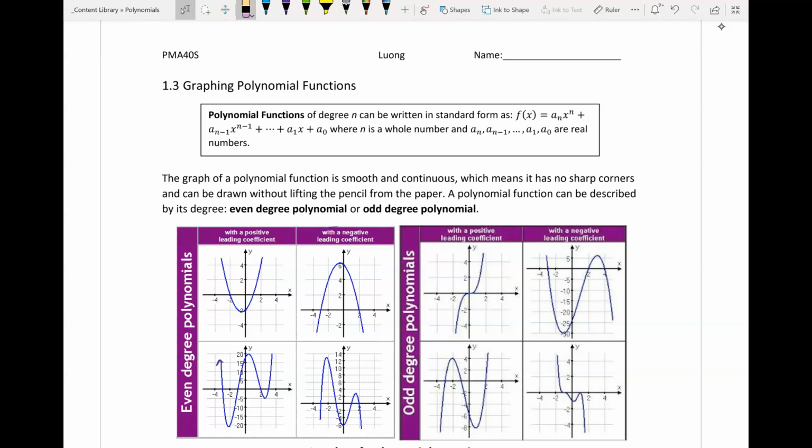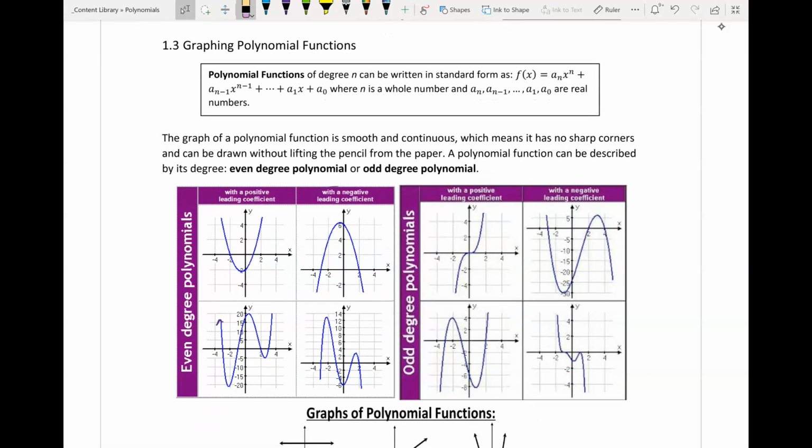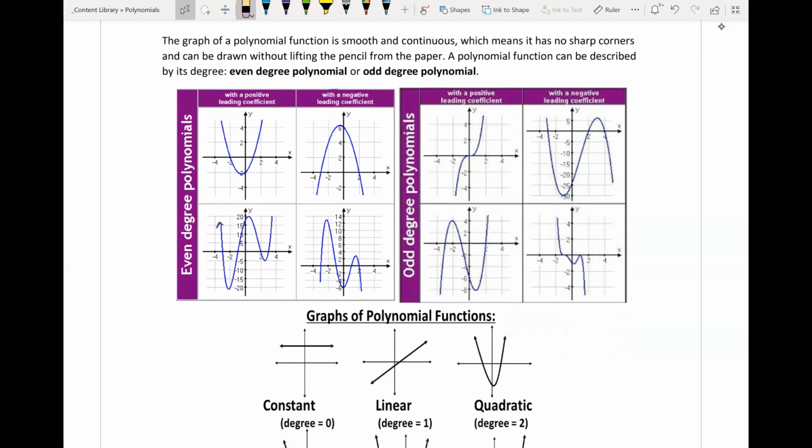So before we begin to graph polynomials, we're going to look at the characteristics of different types of polynomial graphs. An even degree polynomial just means that your highest power is an even number. So that would be 2, 4, 6, and on. All even degree polynomials will have the same end behavior. That means that the end behavior on the left side of your graph is going to be the same as the right side of your graph, and they'll both point towards either positive infinity or negative infinity.